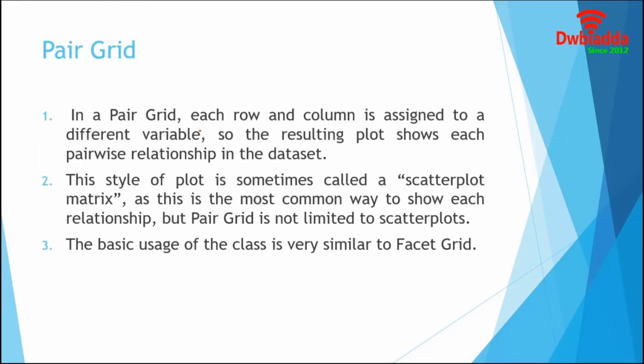Pair grid is another way to visualize pairwise plots. It allows us to quickly draw a grid of small subplots using the same plot type to visualize data in each. In a pair grid, each row and column is assigned to a different variable, so the resulting plot shows each pairwise relationship in the dataset. The style of the plot is sometimes called a scatter plot matrix, as this is the most common way to show each relationship, but pair grid is not limited to only scatter plots.